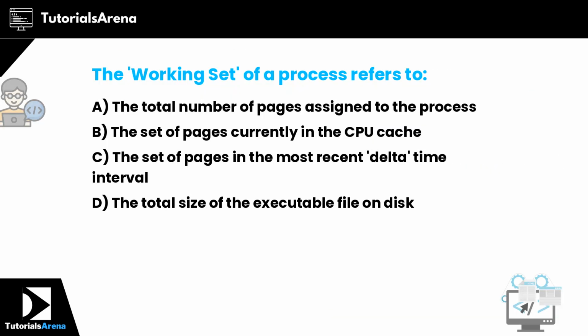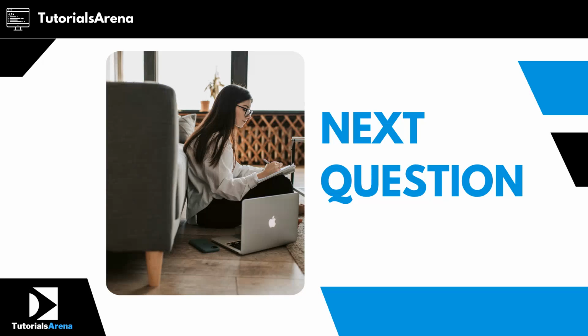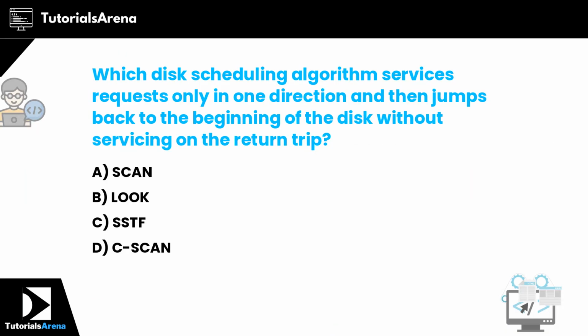The working set of a process refers to. The correct answer is option C, the set of pages in the most recent delta time interval. Which disk scheduling algorithm services requests only in one direction and then jumps back to the beginning of the disk without servicing on the return trip? The correct answer is option D, C-SCAN.